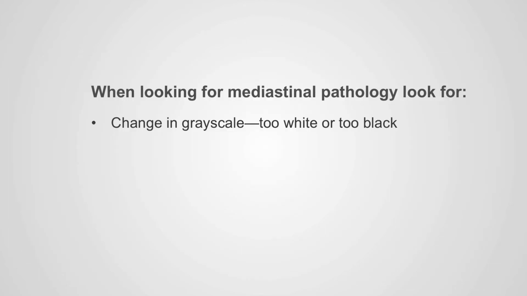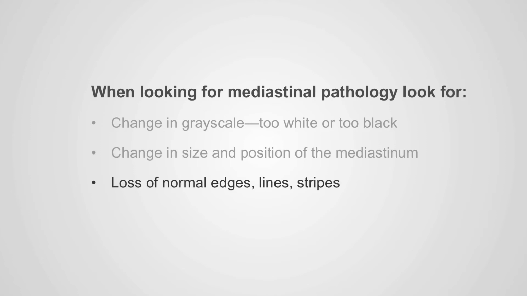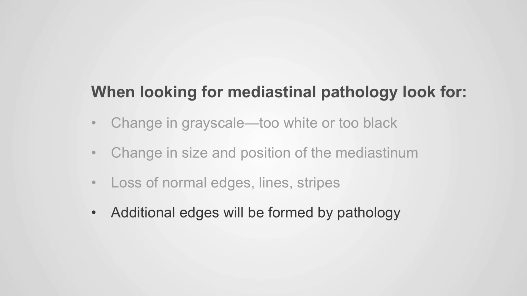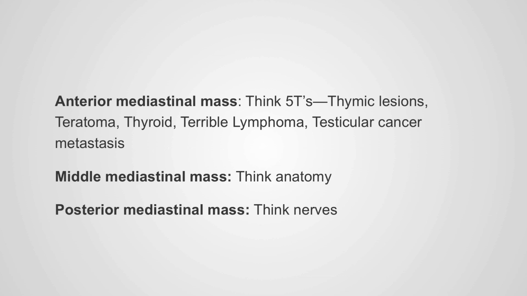So in summary, when looking for mediastinal pathology, look for change in grayscale, or too white or too black, change in size and position of the mediastinum, loss of normal edges, lines, or stripes, or additional edges that can be formed by pathology. If you identify an anterior mediastinal mass, think of the 5 T's: thymic lesions, teratoma, thyroid, and testicular cancer metastases. If you identify a middle mediastinal mass, think of the mediastinal anatomy in the middle mediastinum. And if you identify a posterior mediastinal mass, think nerves.